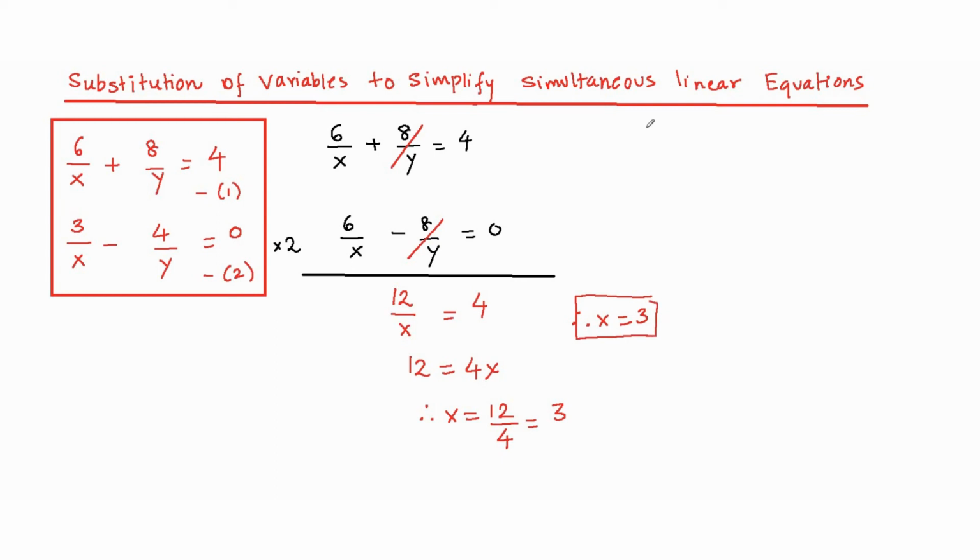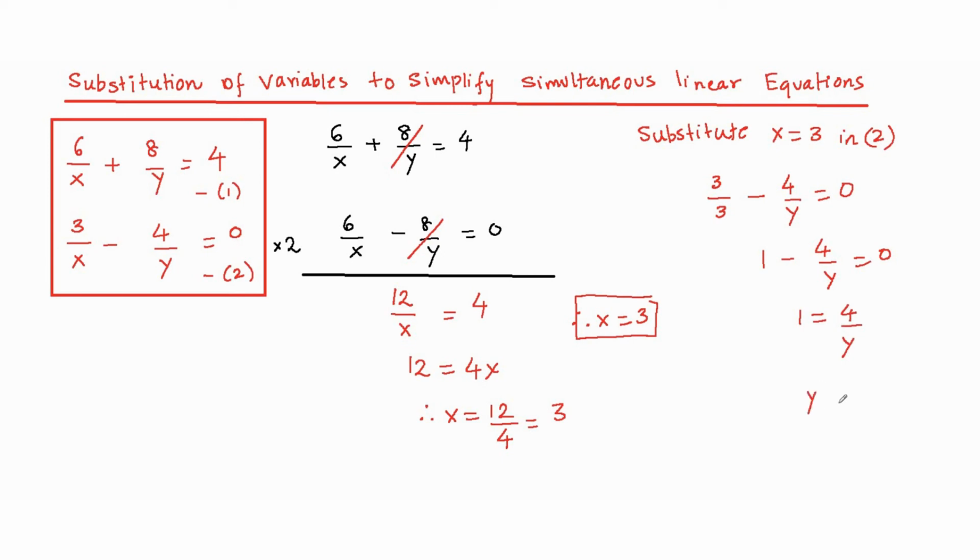Now I can substitute x as 3 in, say, the second equation, and what I get is 3 upon 3 minus 4 upon y is equal to 0, which means 1 minus 4 by y is 0, or 1 is equal to 4 upon y, which means y is equal to 4.